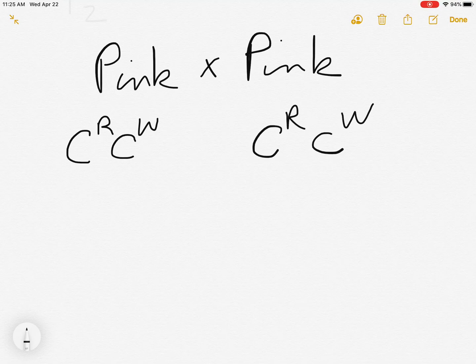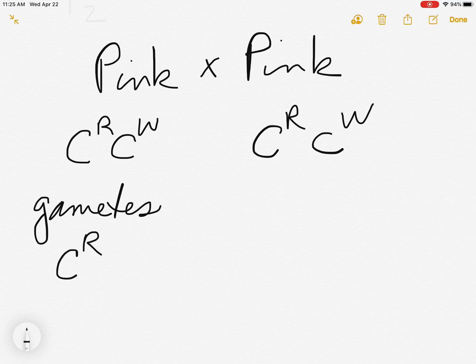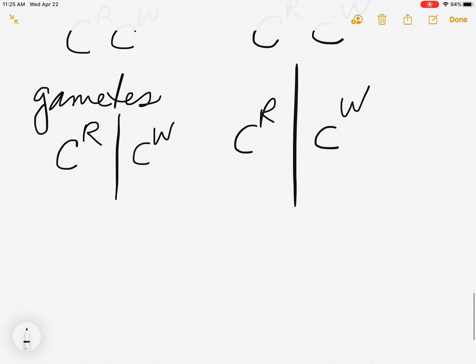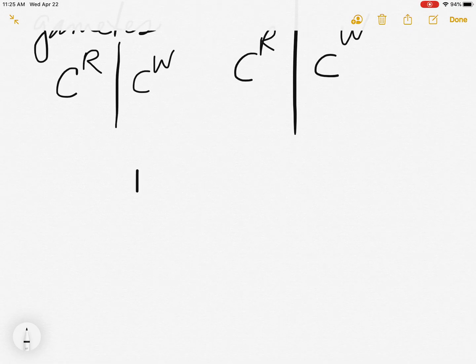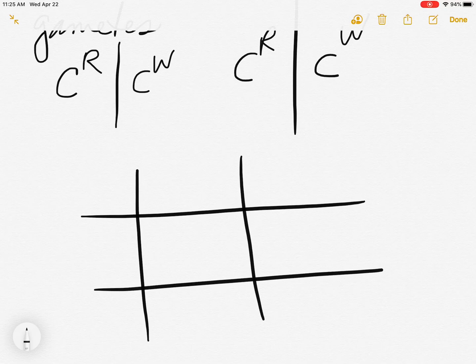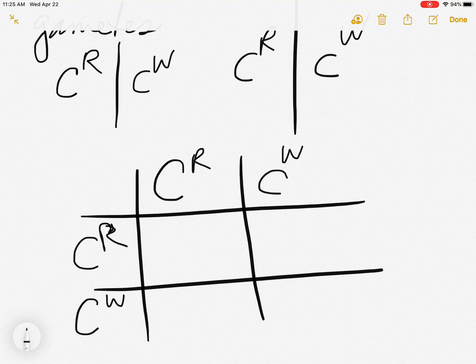The pinks have genotypes CR, CW. And when we look at the possible gametes that could be formed from these sperms and eggs, we see that this one could produce 2 possible gametes. The CR or the CW could be in the sperm or the egg. And the same is true for this one, the CR or the CW. So there are 2 gametes now. And when we do our Punnett square, we see that we have to do the old-fashioned one here, the one we did before. There are 2 possible gametes for mom, these 2, and 2 possible gametes for dad, these 2.